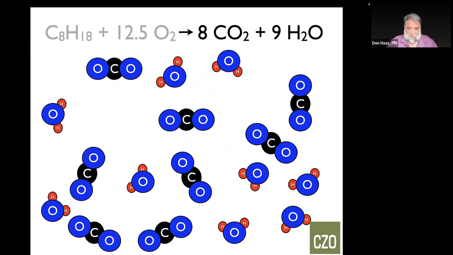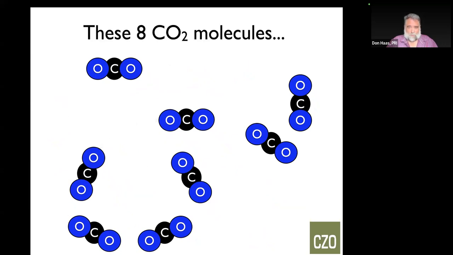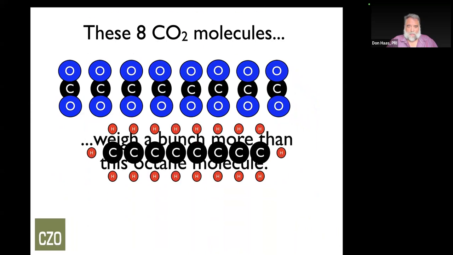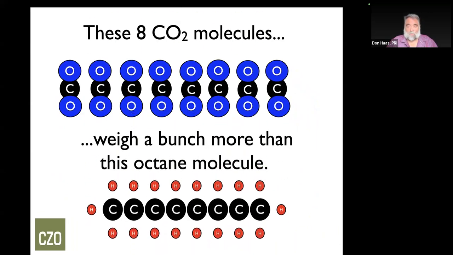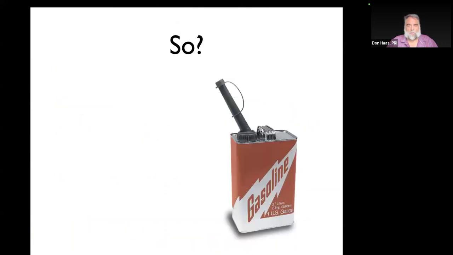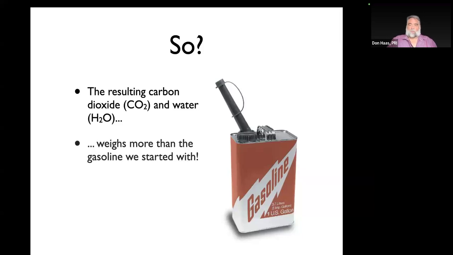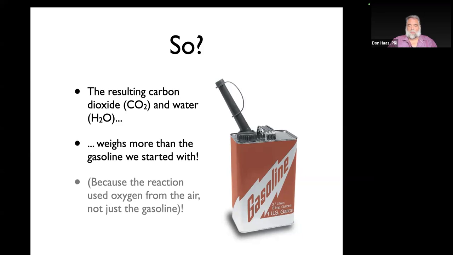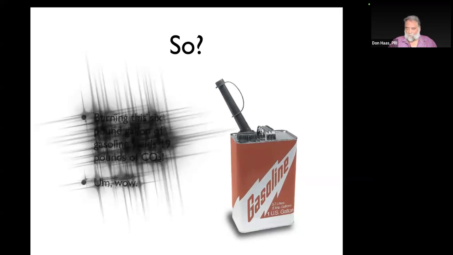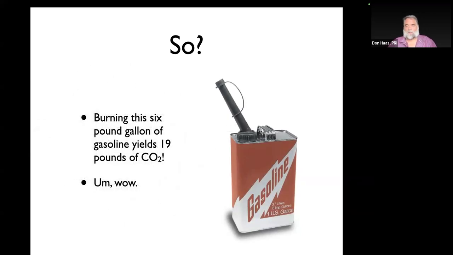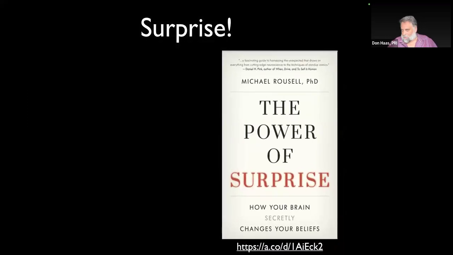There are our carbon dioxide molecules. There are our water molecules. And when we look at those 8 CO2 molecules, they weigh a bunch more than the octane molecule that we started with. That's not magic, it's chemistry. That's because oxygen was taken from the atmosphere to combine with the carbons in the gasoline. You can look at the molecular weights if you want to. The resulting carbon dioxide and water weighs more than the gasoline we started with, because the reaction used oxygen from the air, not just the gasoline. So when you burn a 6-pound gallon of gasoline, you get 19 pounds of carbon dioxide. And we do that 370 some million times a day. That is probably a surprise to most of you, maybe not to all of you.